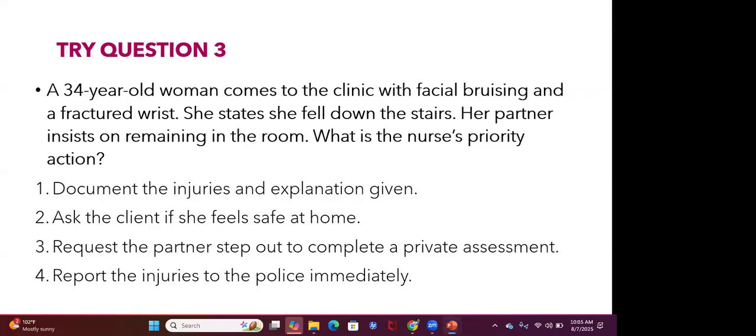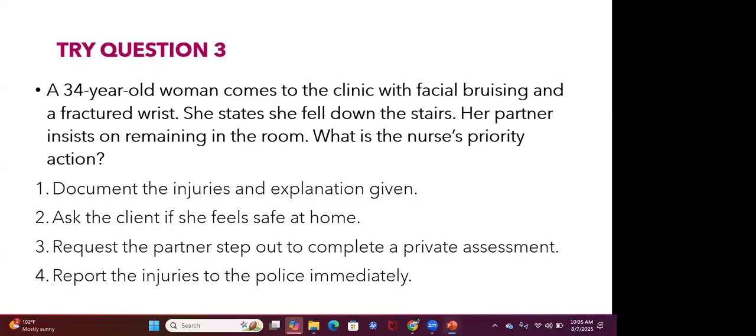A 34-year-old woman comes to the clinic with facial bruising and a fractured wrist. She states she fell down the stairs. Her partner insists on remaining in the room. What is the nurse's priority action?